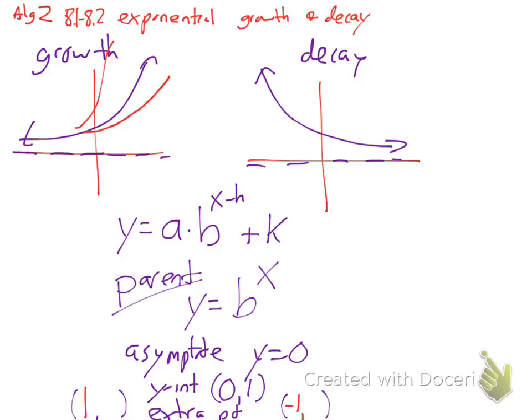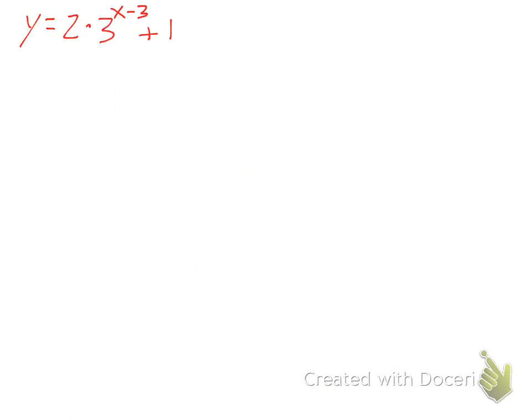From there, I am going to use the parent, family, child, where A is the vertical stretch or shrink, H is my left-right movement, and K is my up and down movement, my translations. So everything else is staying the same. So let's do a problem. y equals 2 times 3 to the x minus 3 plus 1.